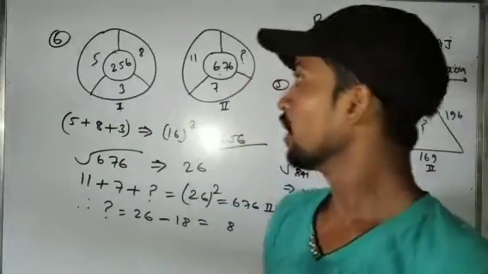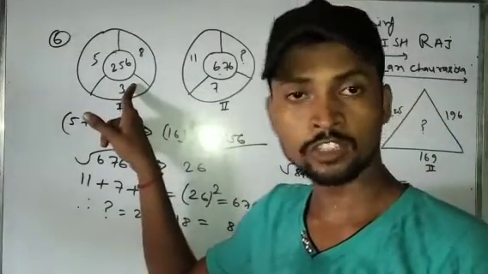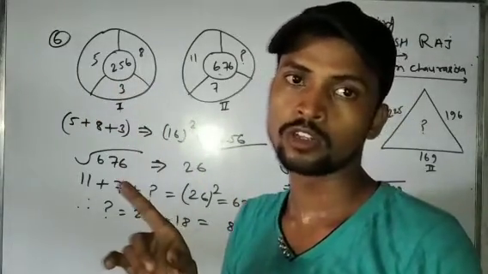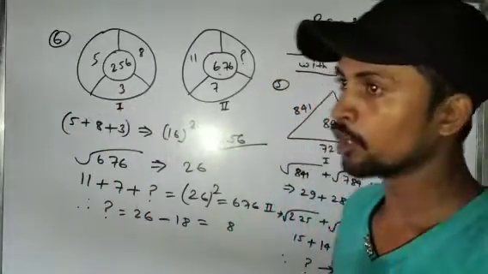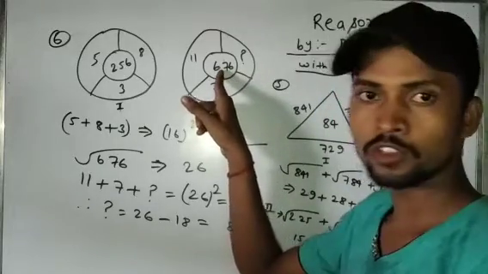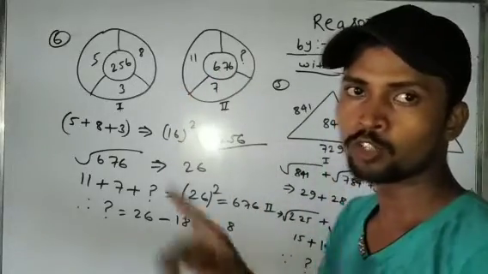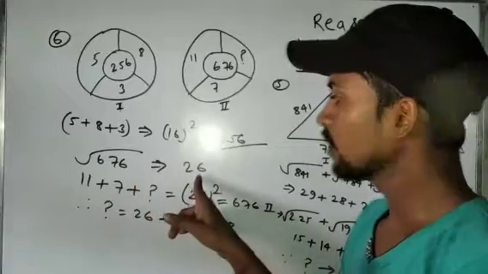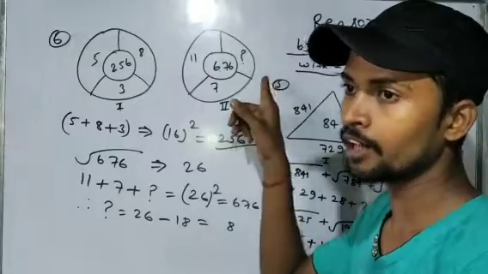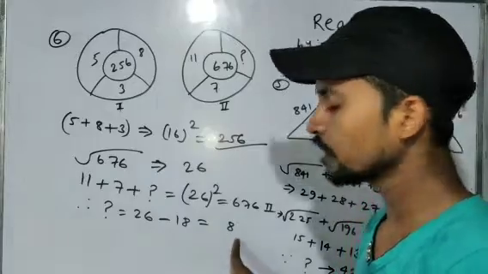Understand? When 5 is added to 8, and 8 is added to 3, we get 16, and 16 squared gives the middle number of the circle, 256. In the second circle, the value written inside is 676. We find the square root of 676, which is 26. Then 11 is added to 7, and 7 is added to what to get 26? According to the place of what, we can write 8.